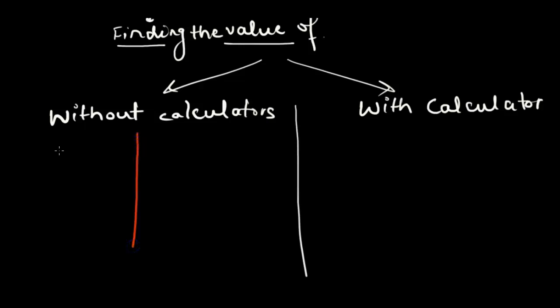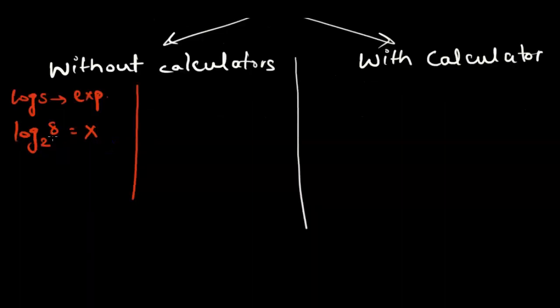The first way without a calculator is to convert logs to exponential form and then solve it. An example would be if we have to evaluate log to the base 2 of 8. How do we do that? We first change it to exponential form. The base is 2, so we keep 2 as the base, to the power of x is equal to 8, because we interchange these, as we learned in the first lesson. Next, we try to make the bases common.